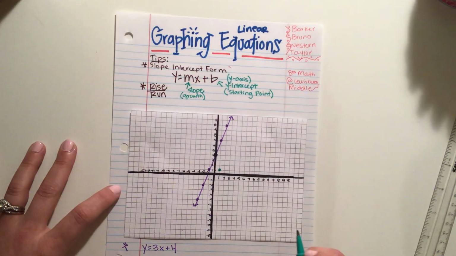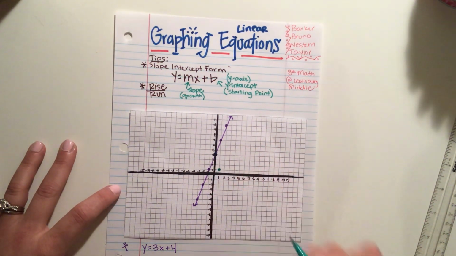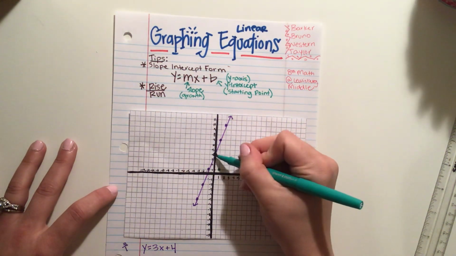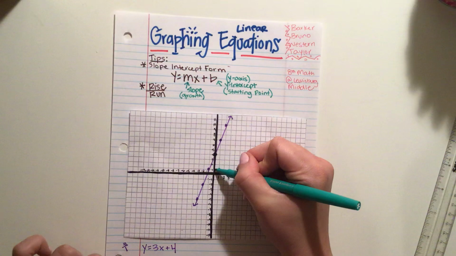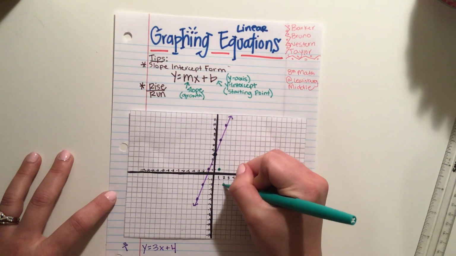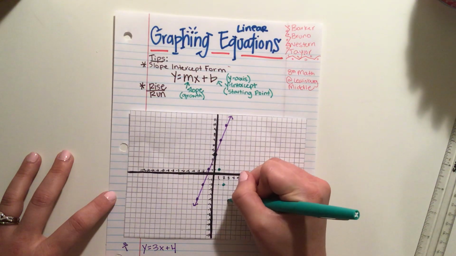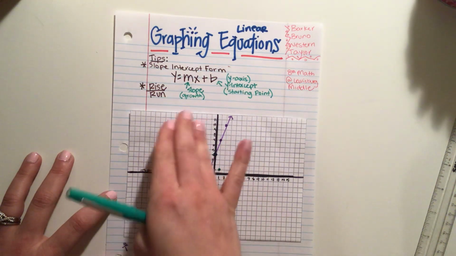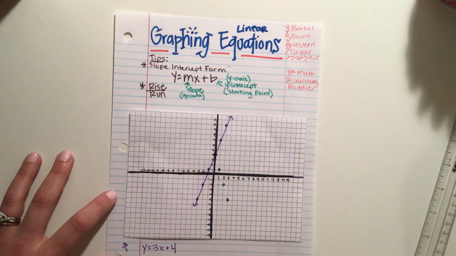Now, notice here, I did not drop and go left. You always run to the right. The only time you run to the left is when you're showing opposite value. So go down 3 because it's a negative 3, run 1 to the right. Down 3, run 1 to the right. Down 3, run 1 to the right. I want to show some opposite value so that I can have a great line going all the way across my graph.